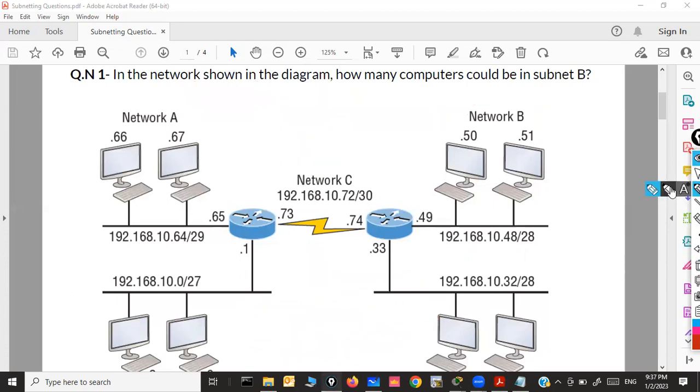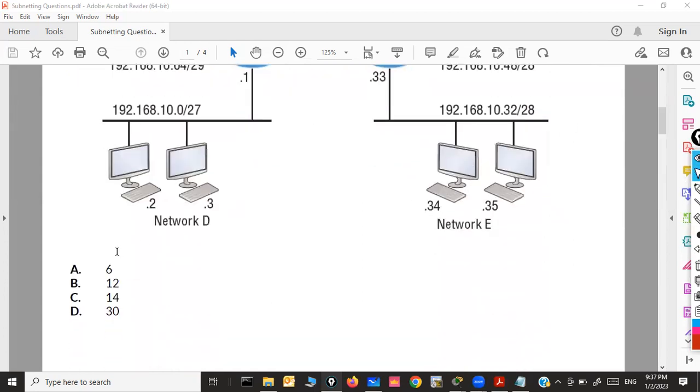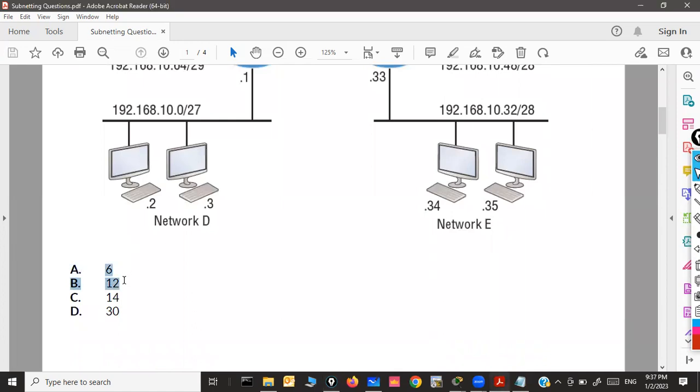Now use the same logic and try to give me the answer to this question: how many computers, how many hosts, or how many IPs would you find in this network address? If this is the network address, mainly you need to focus on this /28, 28 network bits, and the remaining host bits, of course. So if /28 is the mask, how many computers could be in subnet B? Is it 6, 12, 14, or 30?